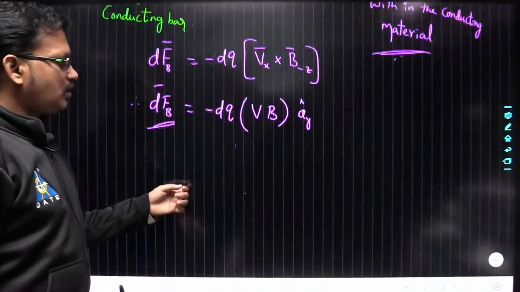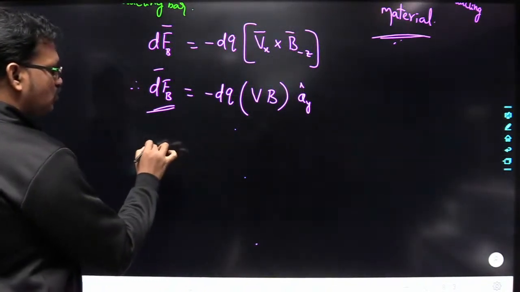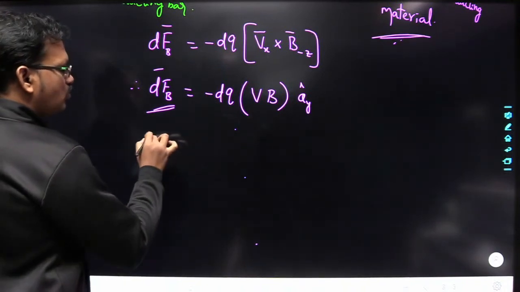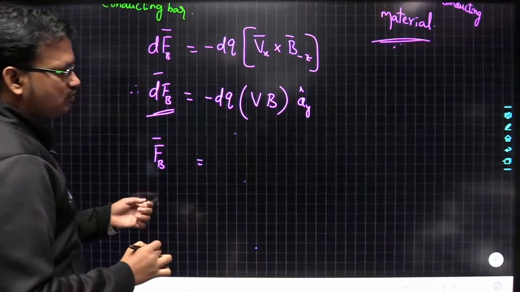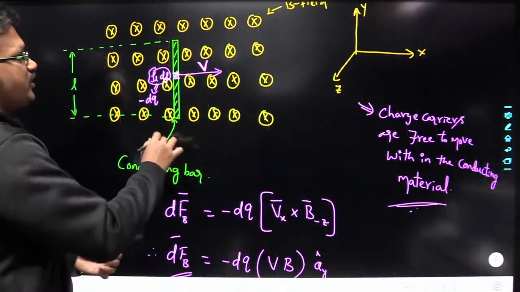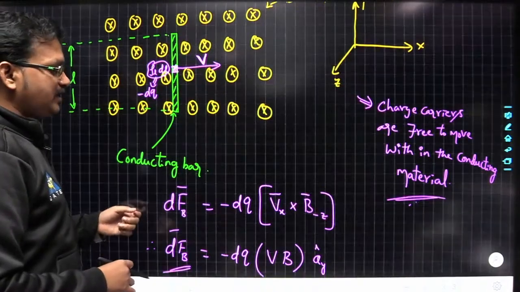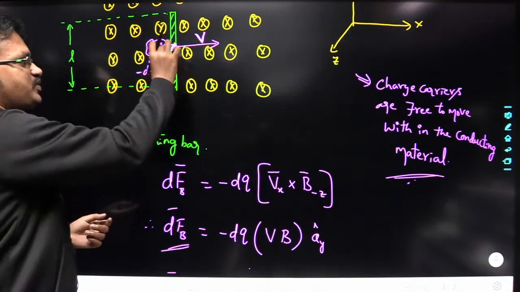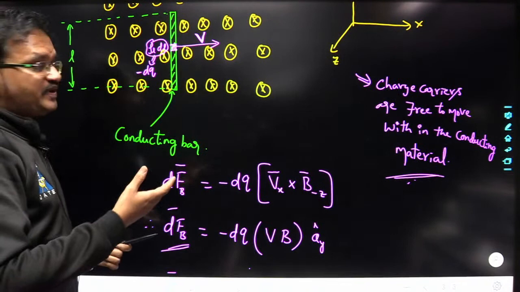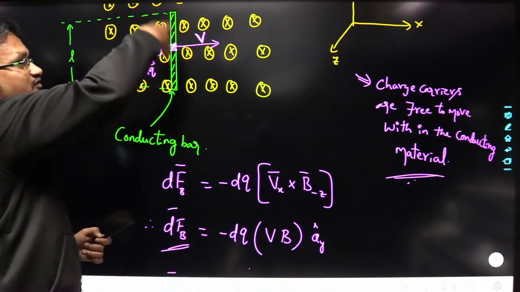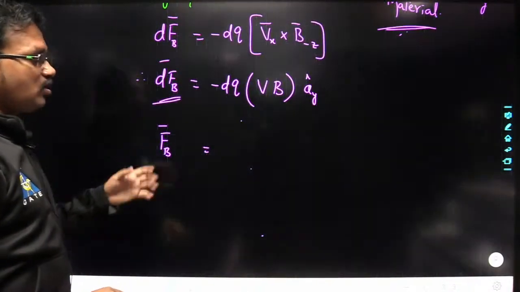So now I will try to determine the total force here. How can I determine the total force? If I want to determine the total force, I have to integrate throughout this length. Yes or no? Here I have determined the small differential force experienced by a small differential charge. Now I want to determine the force experienced by the total charge present within the conducting material. So I have to integrate. Understood?